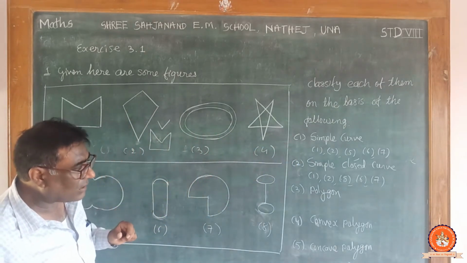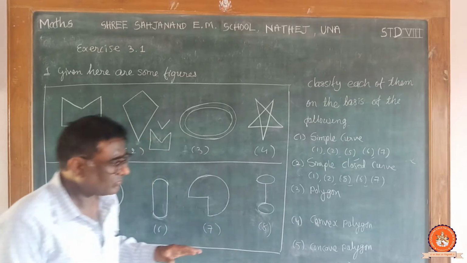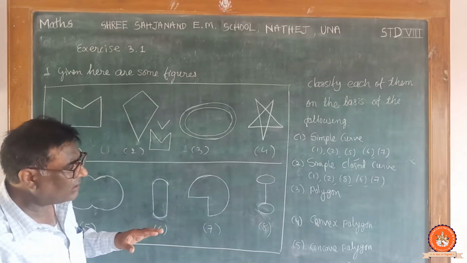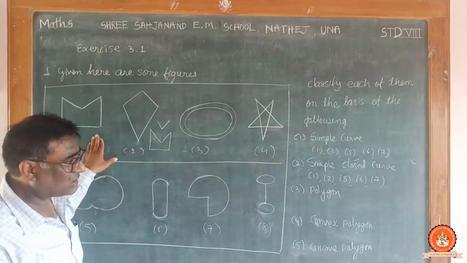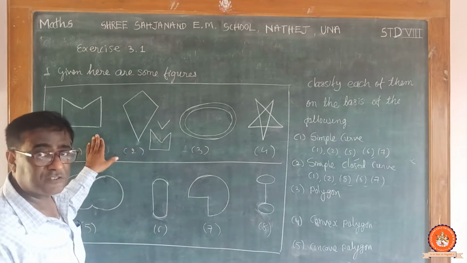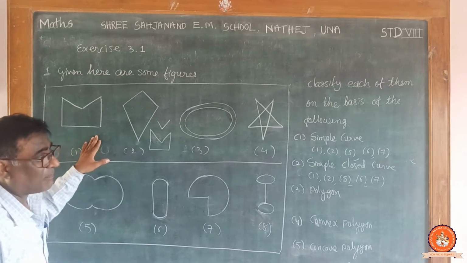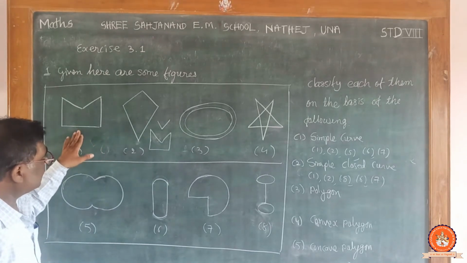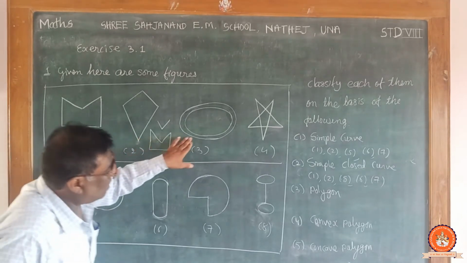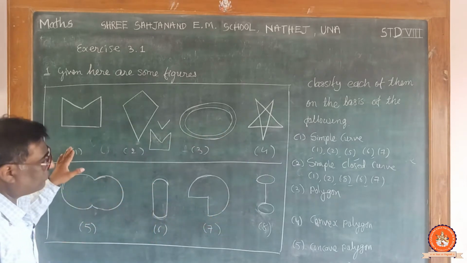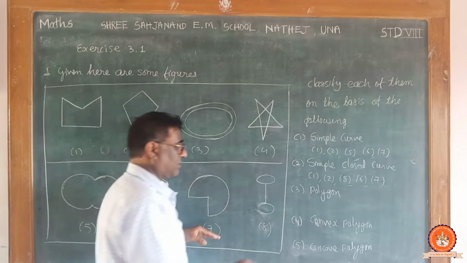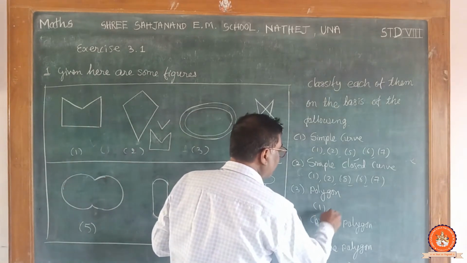Now the third criterion is polygon. Now the figures formed by straight lines and closed figures are polygons. So this one and this one are polygons. This one is not. So only 2 figures are polygons. It's 1 and 2.